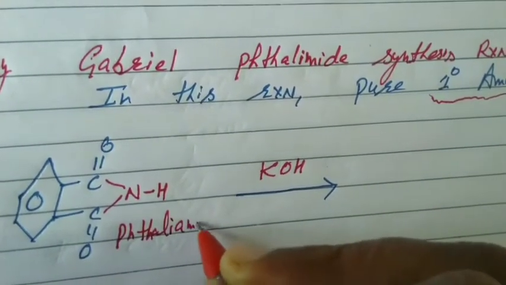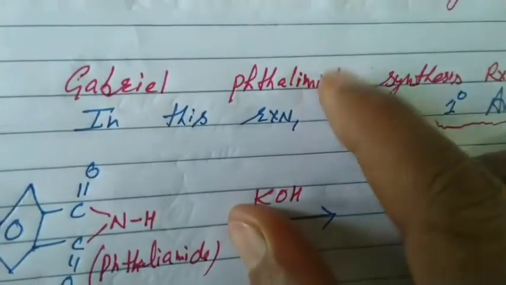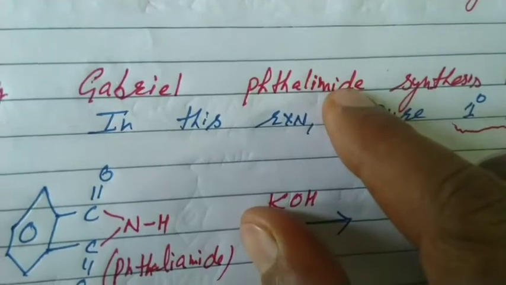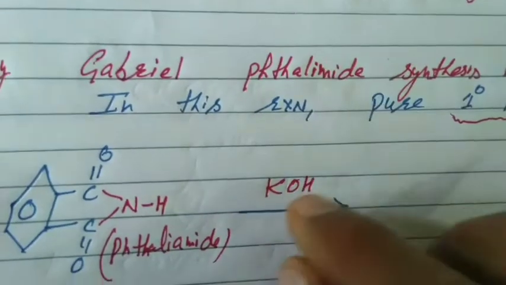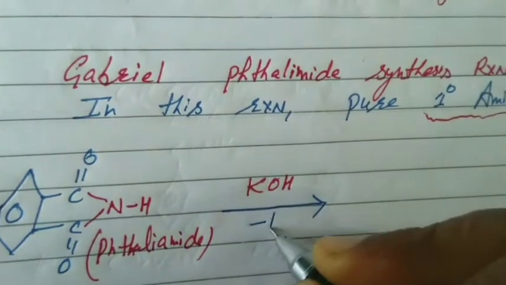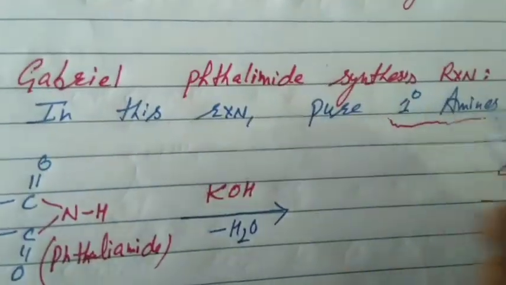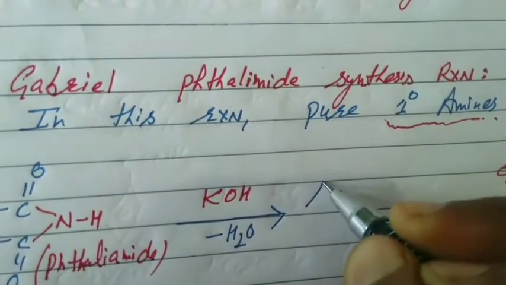Pure primary amines are prepared. We start from phthalimide, which is the name in the given chemical reaction. We treat it with base KOH. What will happen? We use alkali. I told you water eliminates, HOH. It is a covalent compound. Now an ionic compound is formed, that is the potassium salt of phthalimide.